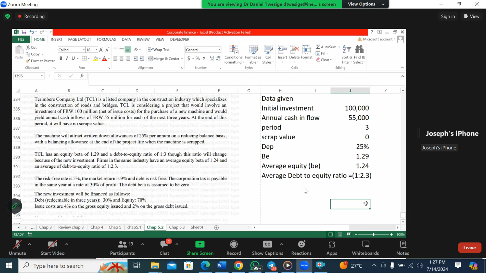We are not seeing where you are talking about, because am I the one reading the wrong information? No, they are saying that this ratio will change. This ratio will change because of the new investment. This is the current ratio, but it's going to change because of the new investment. Okay. So they are saying farming in the same industry have an average equity of this, and an average debt of this. Because this is the current without that new business, but it's going to change to this, and it's going to change to this.